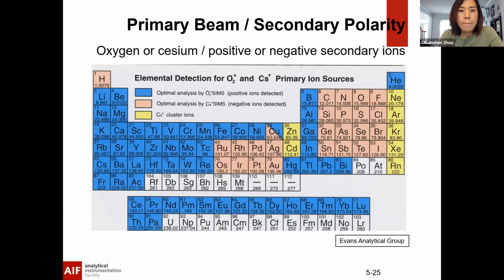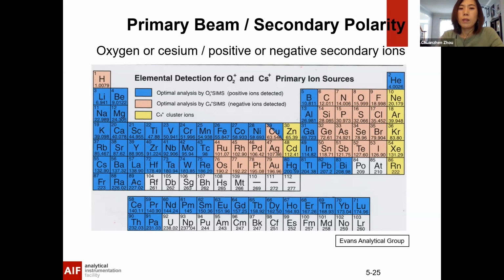Okay, so this is the periodic table. What this figure tells you is the ionization probability and electronegativity. So the elements on the left side tend to form positive ions. The ones on the right side tend to form negative ions.